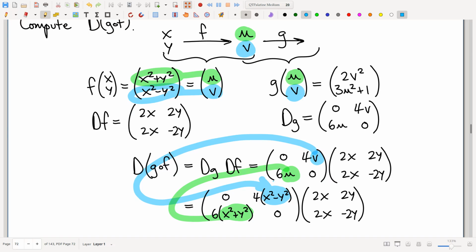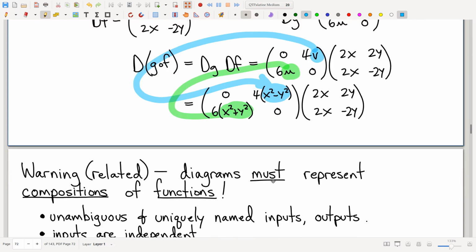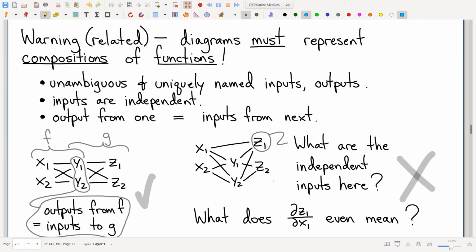Okay. So, all right. Here's another problem. Another big problem. Don't play too fast and loose with these diagrams. Now, a diagram like this, yeah, sure, fine, this is good. Why is this diagram fine?